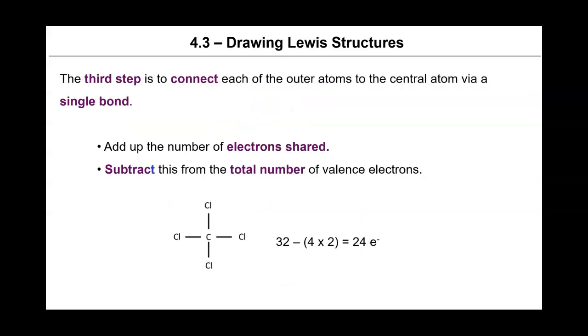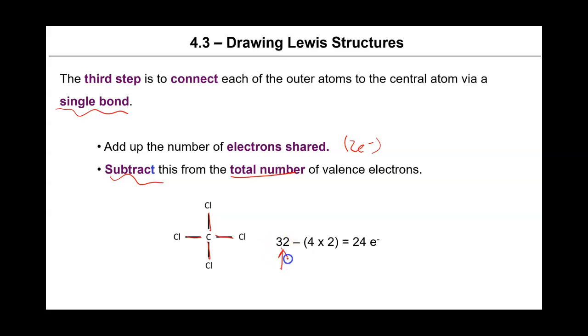The next step is that we need to recognize that our outer atoms need to be connected to our central atom via at least a single bond. So we can go ahead and draw in single bonds connecting our outer atoms to our central atom. Now for every single bond that we draw in, we're going to be sharing 2 electrons. So we want to add up the number of electrons that we're sharing to get our basic structure and subtract that from the total number of valence electrons.